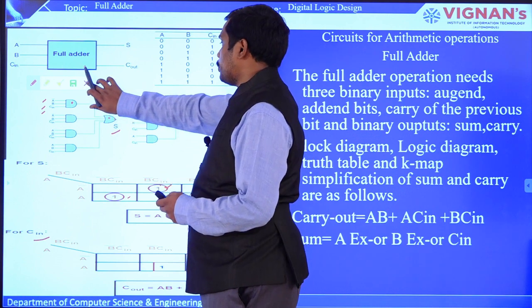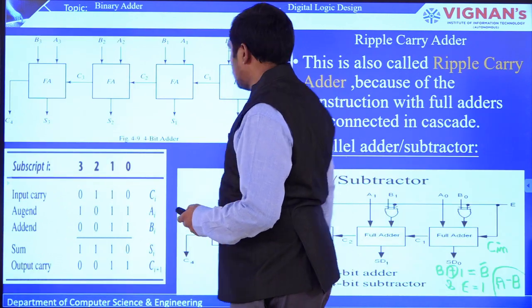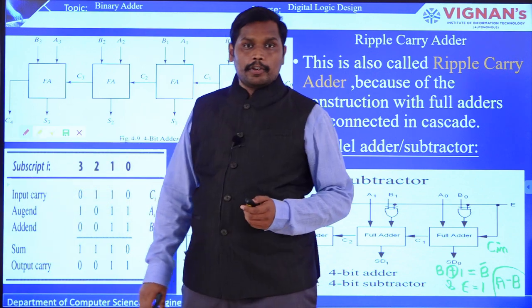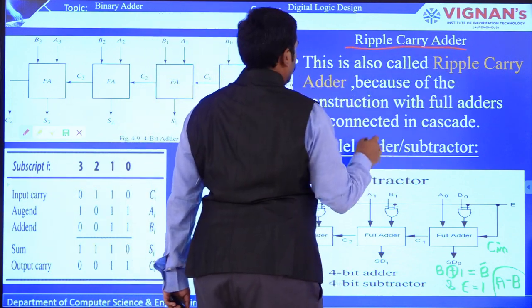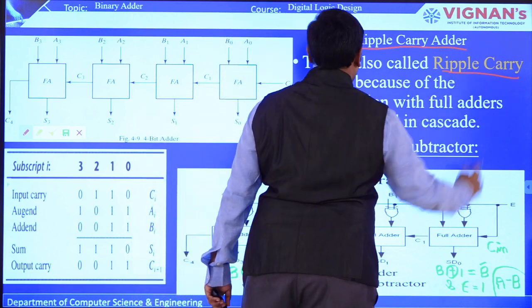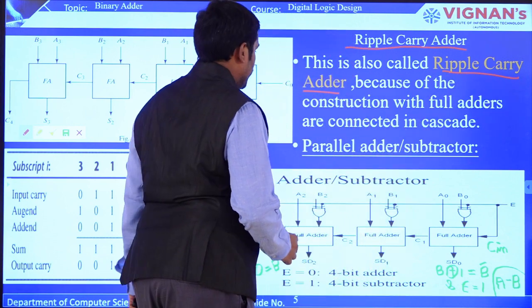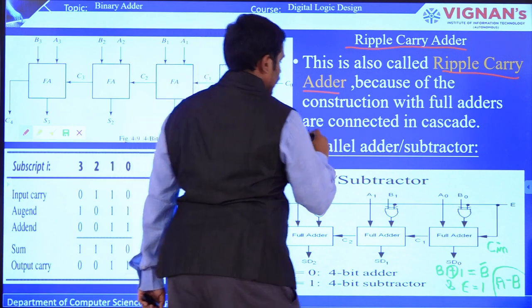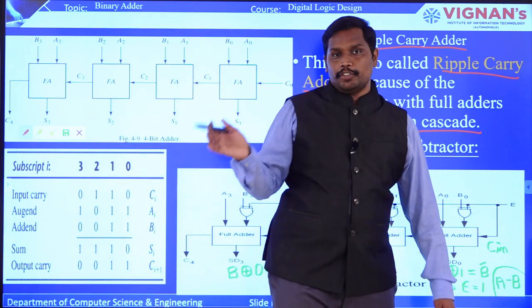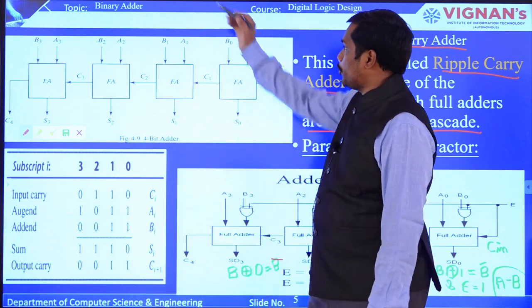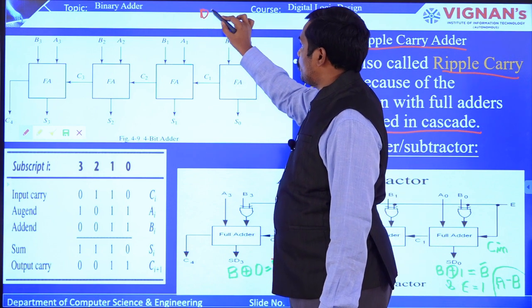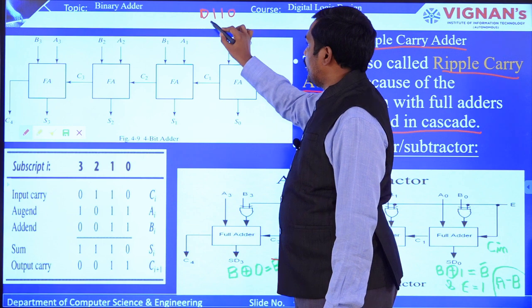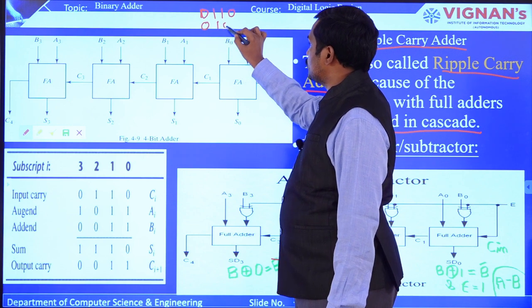So now we'll go to the next part. This is called the ripple carry adder. The ripple carry adder is like full adders that are connected in cascade, which means continuously connected. For example, if you are going to add 2 binary numbers, that is 1 0 1 1 0 and 0 1 0 1.